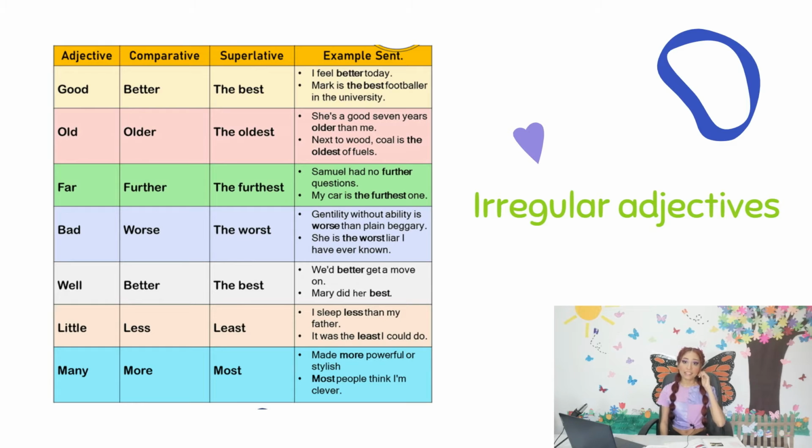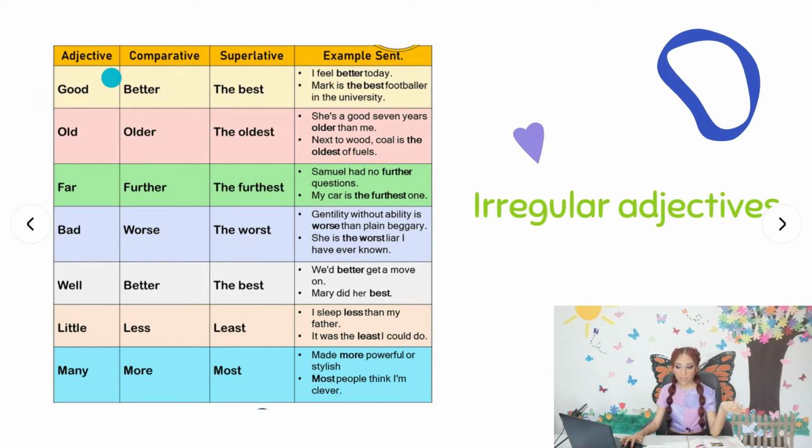So right now, we're going to see which are those irregular adjectives. And you need to pay attention to this because in this unit, we are learning and we're going to be using in the workbook some of these irregular adjectives. So you might copy this in your notebook because it's important for you to have this information, okay?